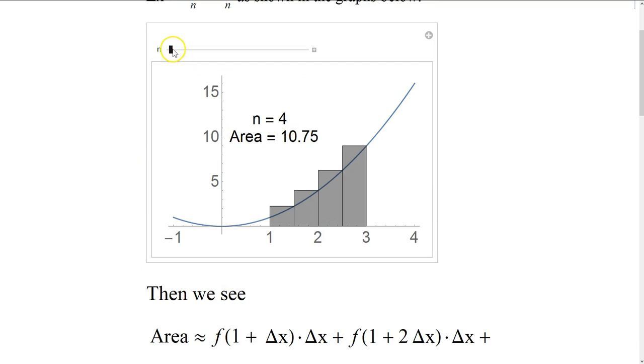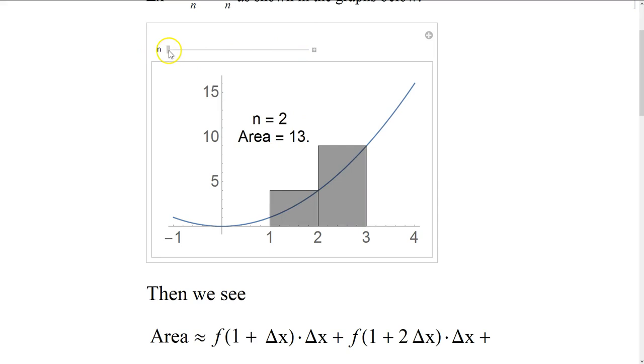Notice as we let n go to infinity, the area of all those rectangles, if we add them up, is approaching the true area underneath the graph of our function. Notice how accurate it's becoming. Let me do that one more time.